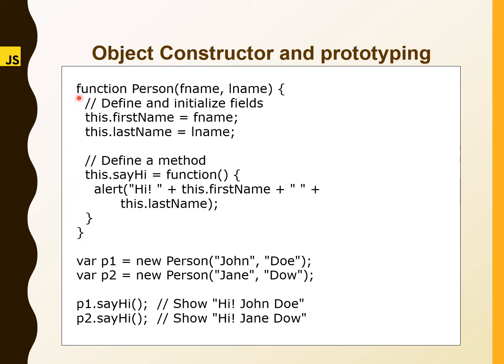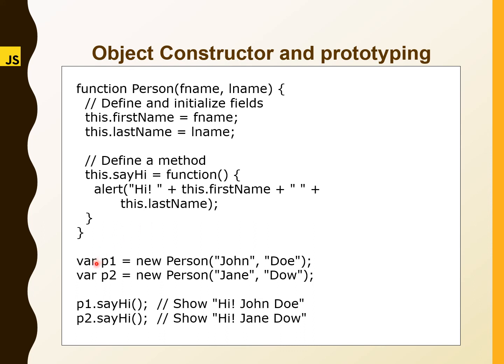So this particular function, this person function, acts as a constructor. Why it acts as a constructor is that inside the corresponding function, it assigns values to some attributes like this dot first name, this dot last name. This refers to the current object. So the current object's first name attribute, the current object's last name attribute, and the current object's function are also mentioned.